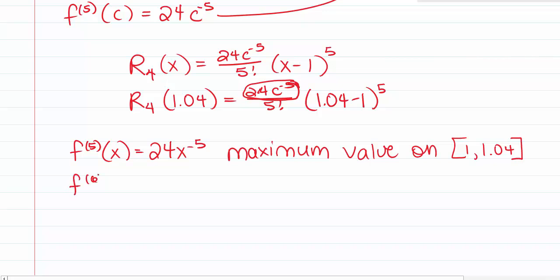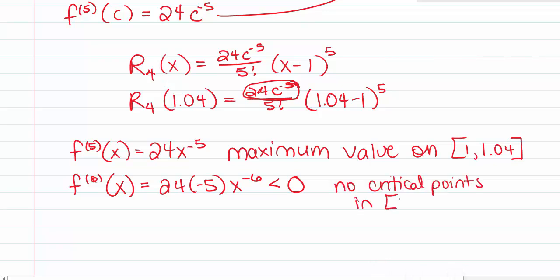So the sixth derivative of f of x, which is the derivative of the fifth derivative, is 24 times negative 5 x to the negative sixth. And we can see that that's always negative. So this function is always decreasing. So it doesn't have any critical points in the interval from 1 to 1.04. Notice at 0 it would be undefined there, but that's not in our interval. Remember, critical points we're looking for where the derivative is 0 or undefined. So the absolute max must occur on an endpoint.